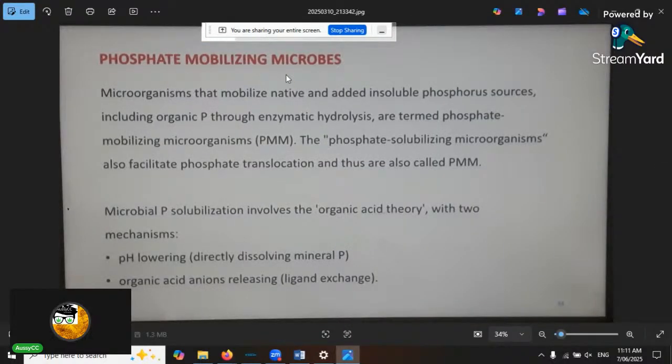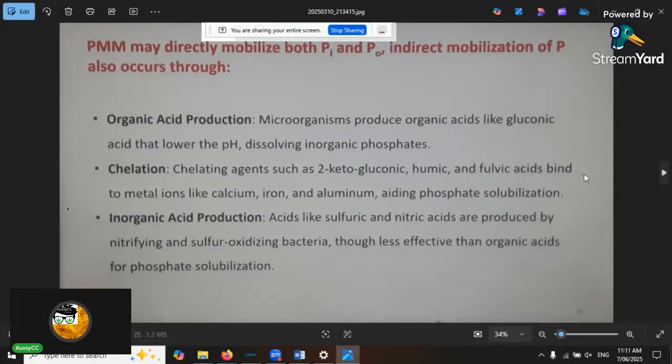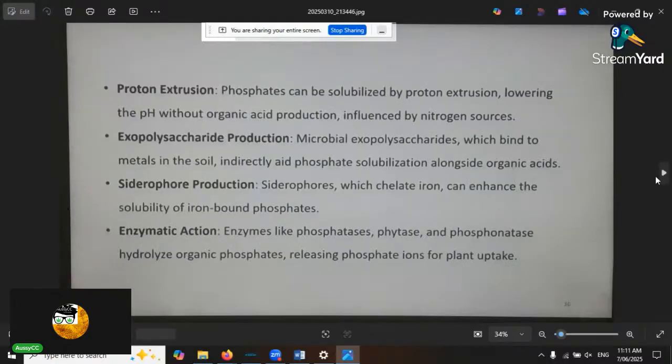Phosphate mobilizing. So see the other one was solubilizing. This one's mobilizing. So it just makes the element mobile, so it can be readily available. So instead of solubilizing, it's readily right there. Phosphate mobilizing bacteria may directly mobilize phosphorus, and indirectly it also occurs through organic acid chelation and inorganic acid production. Very good. Proton exclusion, exopolysaccharide production, siderophores, and enzymatic action.